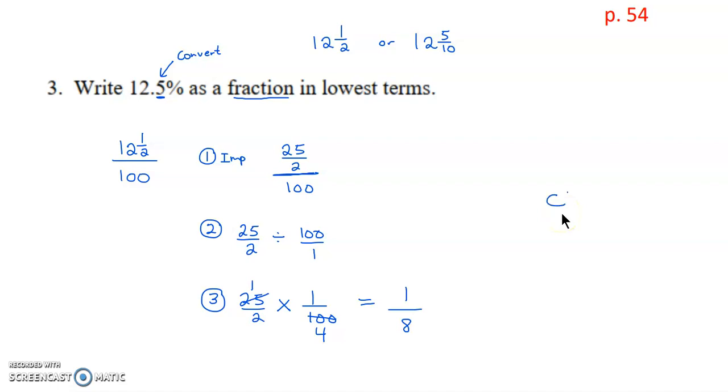So as a fraction, 12.5% is equal to 1 over 8. If you'd like to check your work, you can. You can check your work by taking that fraction and converting it to a decimal. So you can take 1 divided by 8, and on your calculator you're going to get 0.125. From there you can take your 0.125 and multiply that by 100, and you will get the percentage, which is 12.5%. So you can check your answers to make sure that the percentages and the fractions do indeed match each other.